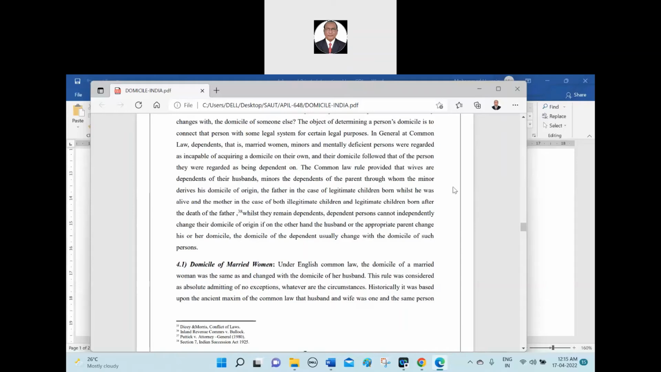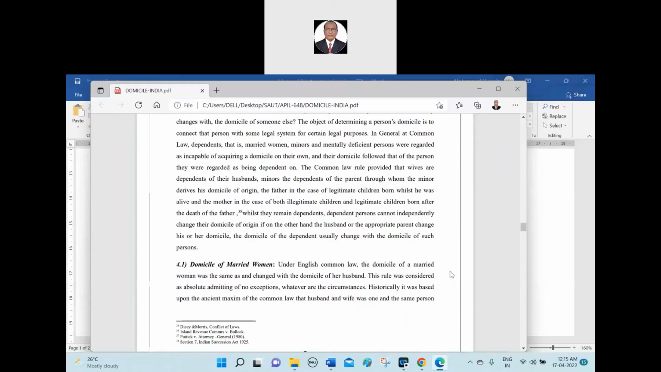If, on the other hand, the husband or the appropriate parent changes domicile, the domicile of the dependent usually changes with the domicile of such a person. Suppose the father's domicile is changed, then automatically the dependent's domicile will be changed. And if the father's domicile is changed, then automatically the wife's domicile also changes with the change of her husband. So the dependent is always an important factor, including the mentally retarded person.